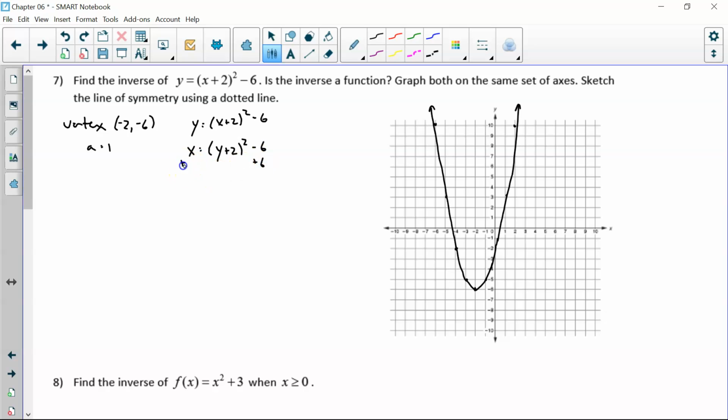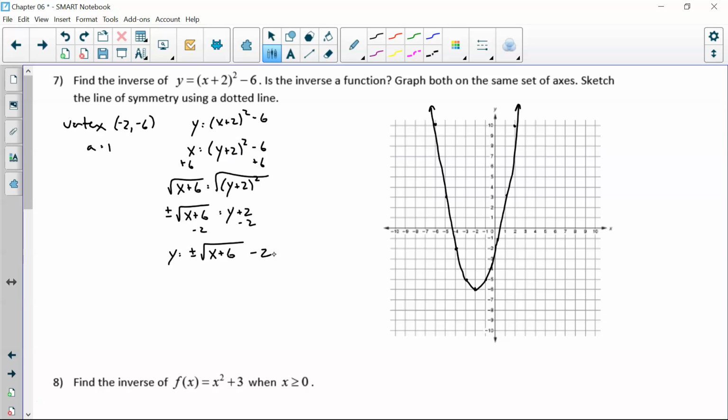Add 6 to both sides. x plus 6 equals the quantity of y plus 2 squared. And then we take the square root of both sides. So we get plus or minus the square root of x plus 6 equals y plus 2. Subtract 2 from both sides, so y equals plus or minus the square root of x plus 6 minus 2.